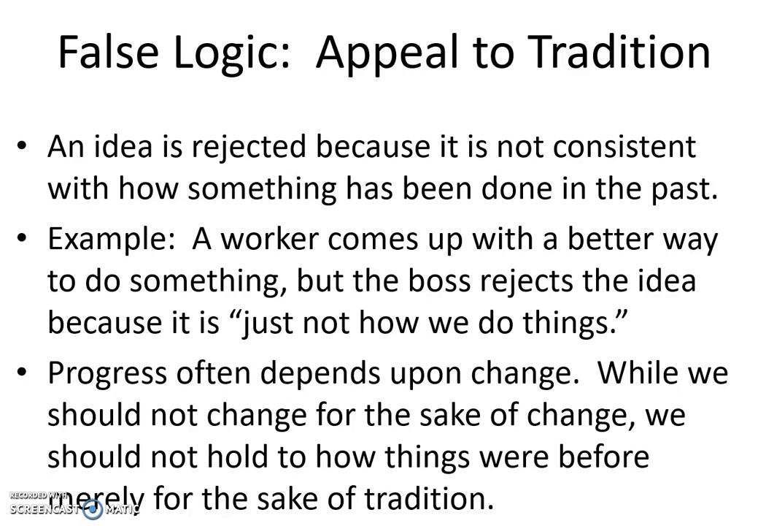The next one is an appeal to tradition. In an appeal to tradition, a new idea is rejected even though it might be better than how we're doing things now, based upon support for the past. An example of this, and many of you may have had this before, especially if you've been working, a worker comes up with a better way to do something, but the boss rejects the idea because it's just not how we do things here. They'll point to the policies book and say, well, this is how we do it.